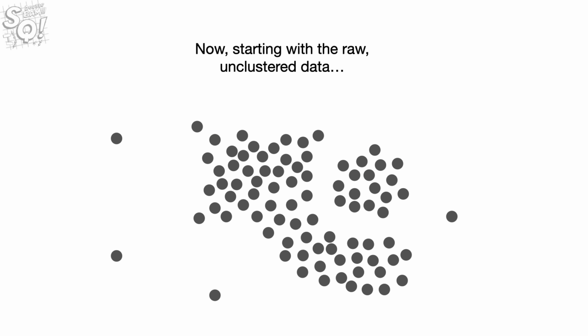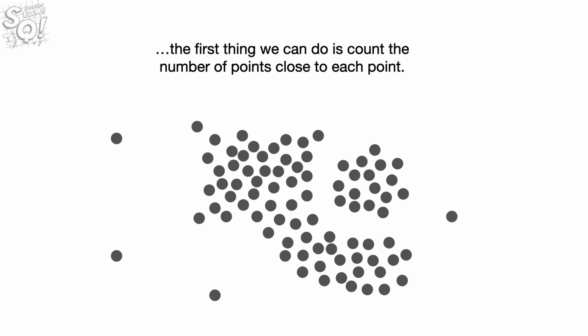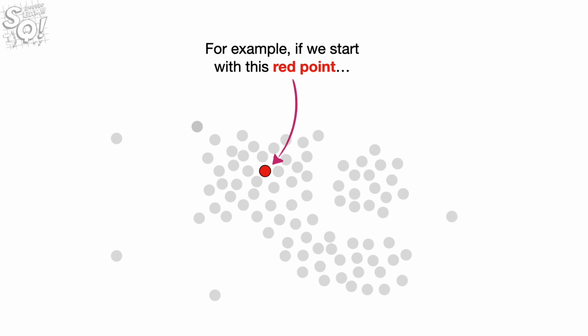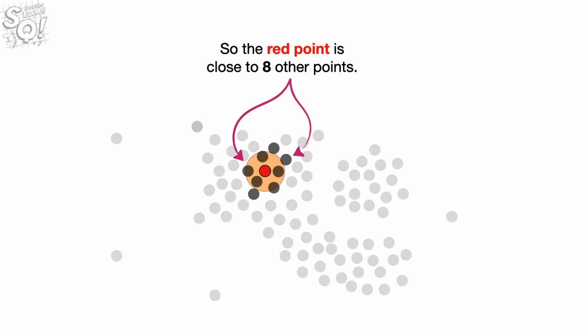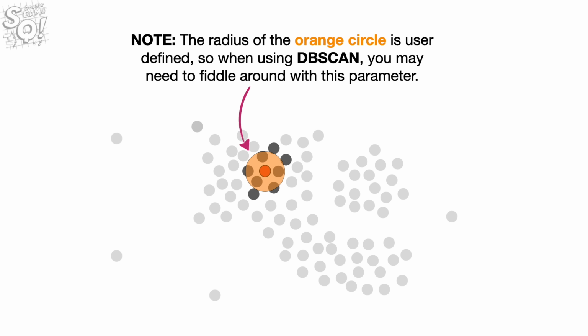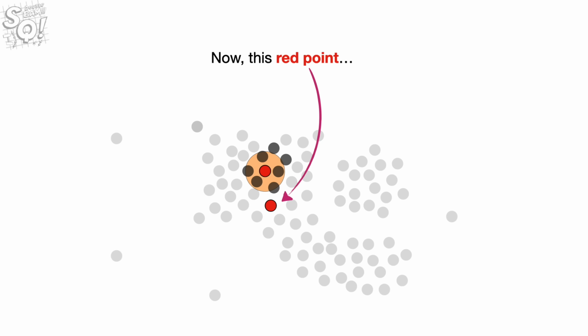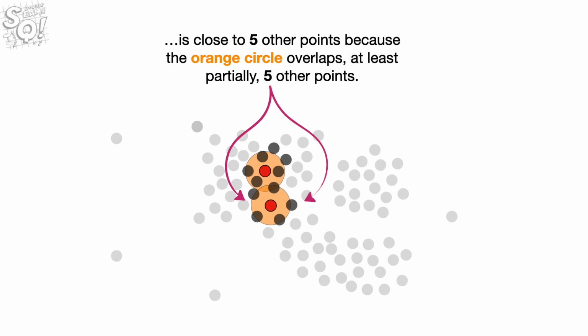Bam! Now, starting with the raw, unclustered data, the first thing we can do is count the number of points close to each point. For example, if we start with this red point, and we draw an orange circle around it, then we can see that the orange circle overlaps, at least partially, 8 other points. So the red point is close to 8 other points. Note, the radius of the orange circle is user-defined, so when using DBSCAN, you may need to fiddle around with this parameter.